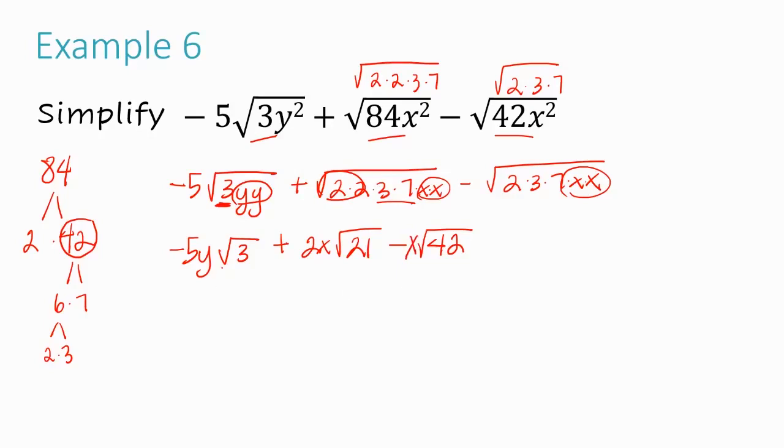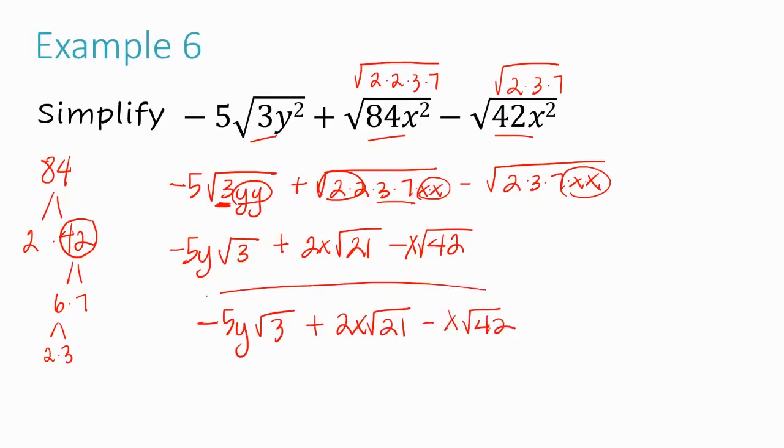So now I'm looking at my radicands, the numbers underneath the radicals, to see if any of them are the same, and they're not. That means I won't be able to add and subtract these. I can only add and subtract when the radicand, meaning the number under the radical, is the same. Now I'm going to rewrite this to make it clearer. I have negative 5y square root 3 plus 2x square root 21 minus x square root 42. So the answer to example number 6 is that.